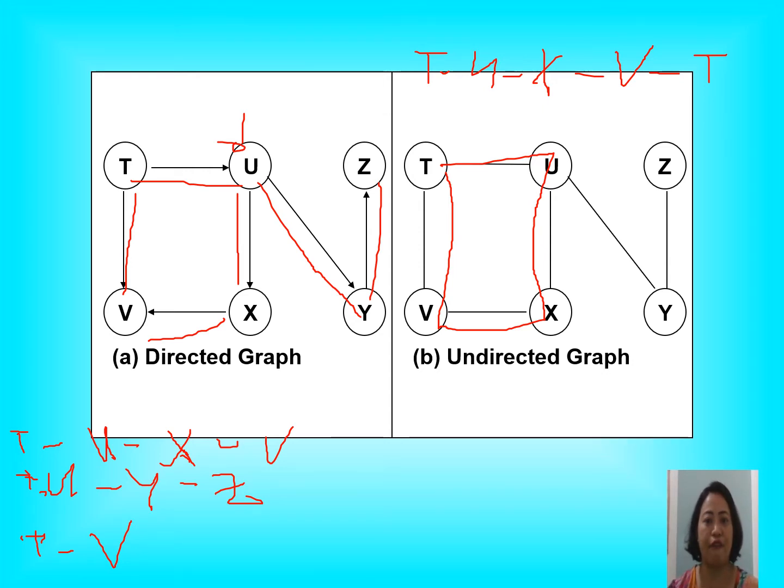Another is you could have from T to V, and then you could go to X, because there is no specific arrow, so it could go back and forth. So after V, it could go to X, and then it could go to U, and it could go to Y, and it could go to Z.